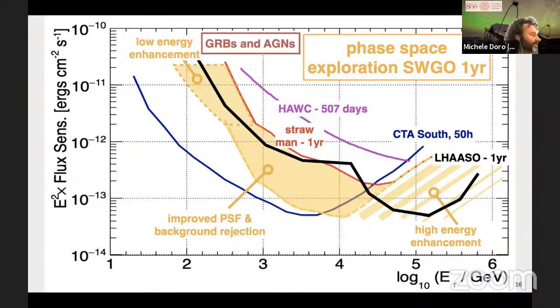Okay, let me also skip this. I'm going toward the end. Okay, that's the sensitivity curve again, our effort to build a better detector. This is LHAASO here. Okay, and this is where we want to go with SWGO.